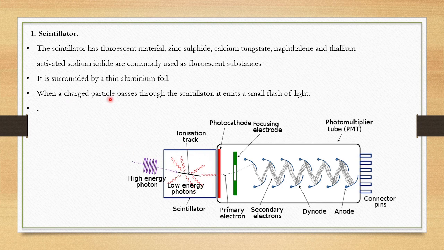When a charged particle passes through the scintillator, it emits a small flash of light. It emits a flash of light. A light is emitted from here. Low energy photons are created. So corresponding to this, low energy photons are created here.